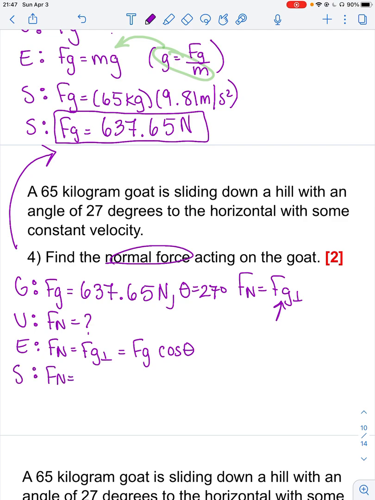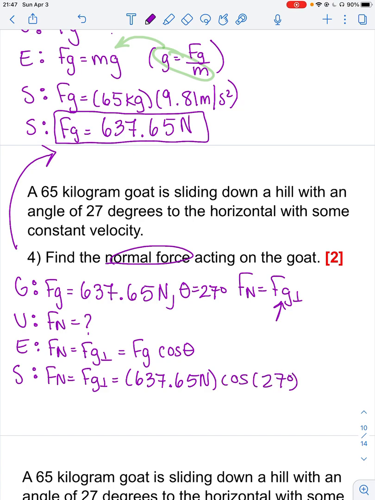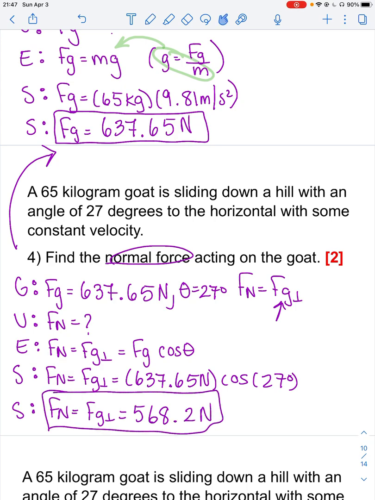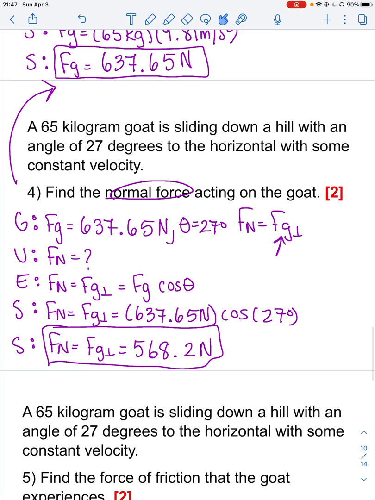So we say Fn equals Fg perpendicular equals 637.65 newtons times the cosine of 27 degrees. If you plug that in, you will see that your normal force is equal to 568.2 newtons. Again, we want to make sure our calculators are set on degree mode. So that's how you would get your normal force, because this relationship is always true on an inclined plane.